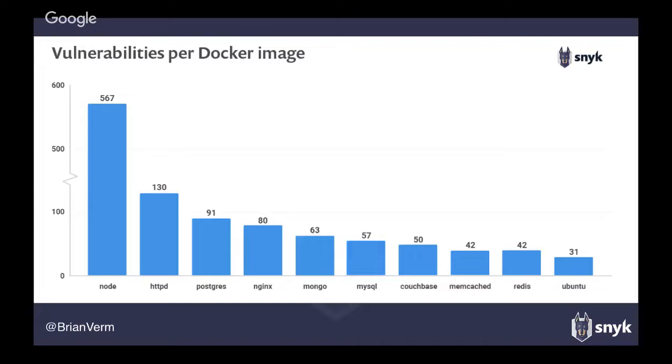I have to say most of the vulnerabilities are not, for instance, for Node.js. Node.js at that point didn't have vulnerabilities in itself, but the base image it was based on, which was a Debian version, had a lot of operating system vulnerabilities. And if you just grab it and put it in production, you have them for free.